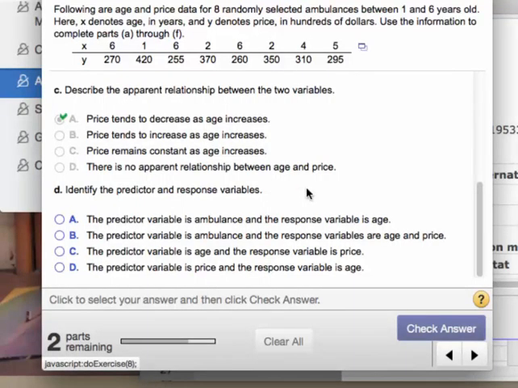Predictor and response variables. So remember, the predictor is our independent or our horizontal axis variable. Response is the dependent or the vertical axis. So predictor will be age, and response will be price. C.